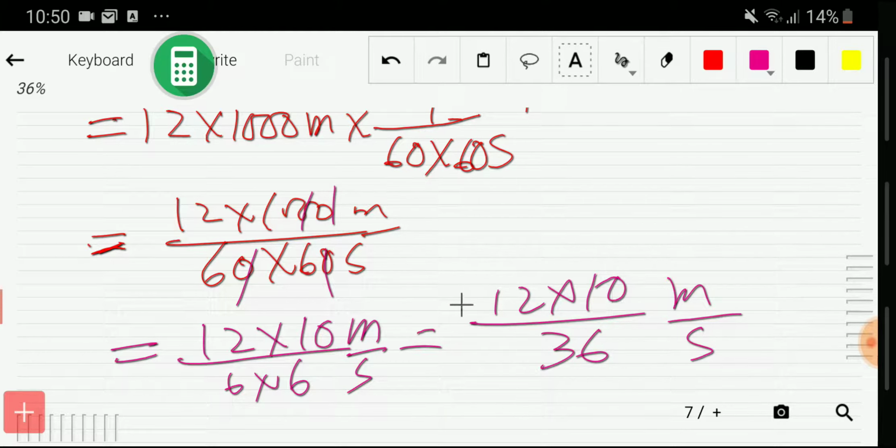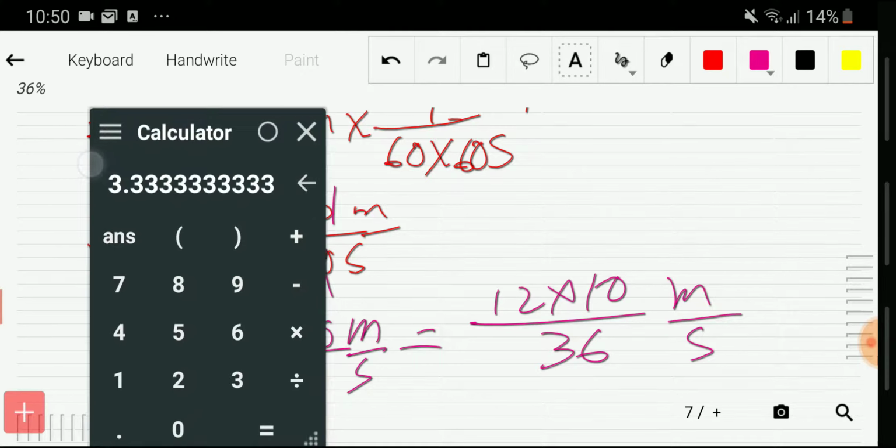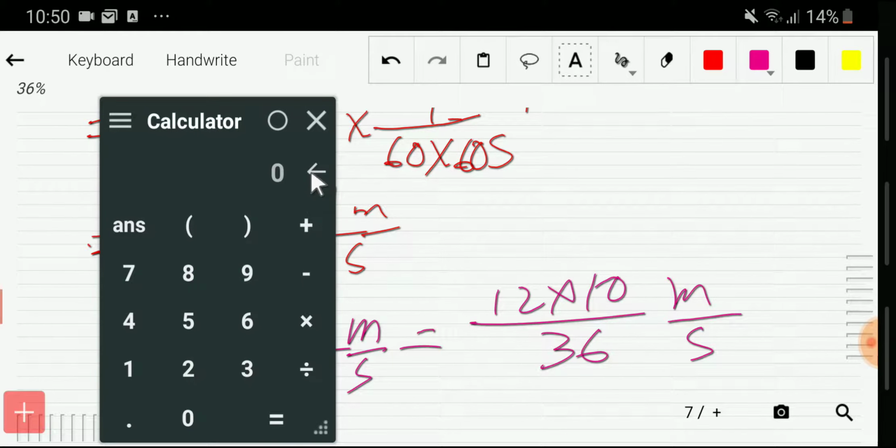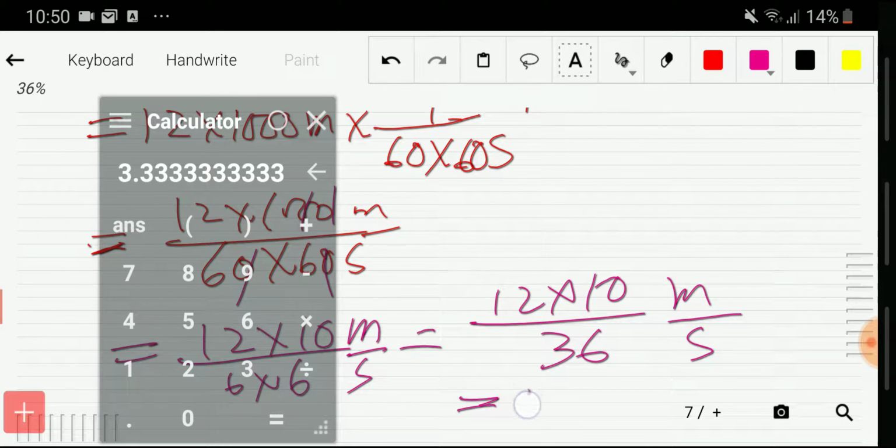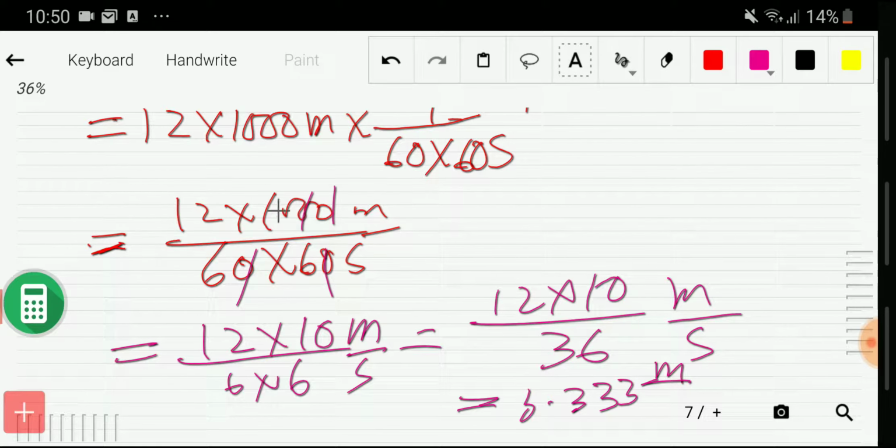Now we have to use our calculator, that is we have to multiply 12 times 10, look at here, 12 times 10 divided by 36, and we are getting 3.333 meter per second. So this is the second way to convert kilometer per hour to meter per second, right?